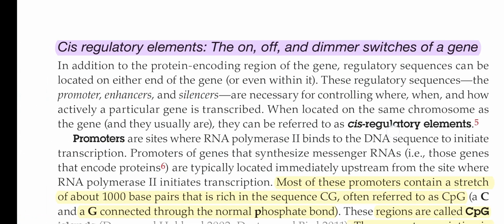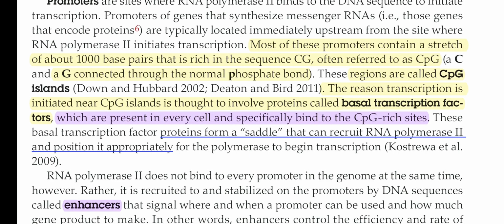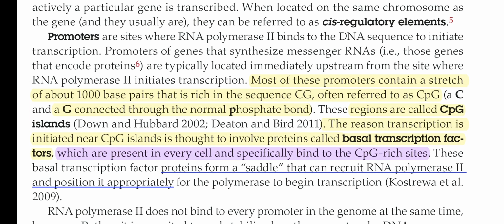So the cis regulatory elements are the on and off switches of a gene. Here you can see that the promoter region possesses some CpG islands. This is nothing but cytosine and guanine bonded with a phosphate bond. So the phosphate ester bond combines this cytosine and guanine in a polymer, in multiple sequential order. This is called a CpG island, about 1000 base pairs long, and these are present in every cell and specifically bind to the CpG-rich region where the basal transcription factor is bound.